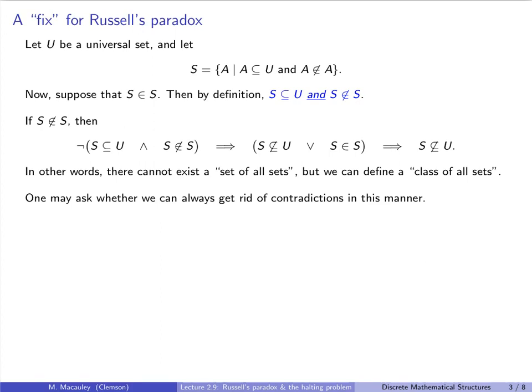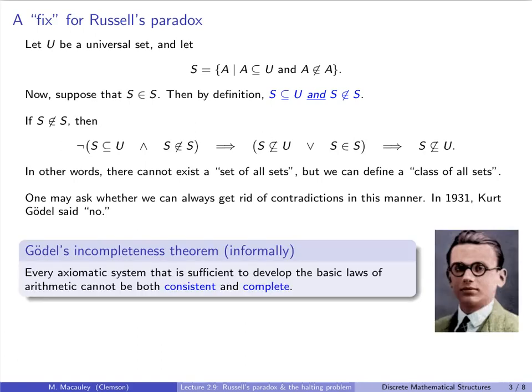One may ask whether we can always get rid of contradictions in this manner. In other words, can we ever increase our universe big enough so that we never have any contradictions left? In 1931, Kurt Gödel said no. He proved something that is now known as the Incompleteness Theorem, and I will not state this formally because it is very technical and has a lot of set theory jargon, but informally is all that you basically need to get the picture.